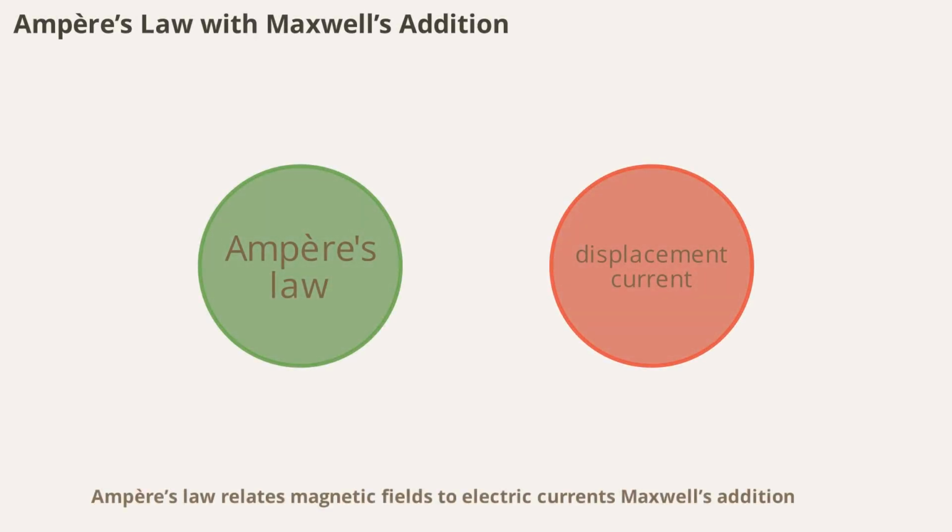Ampere's law relates magnetic fields to electric currents. Maxwell's addition, the displacement current, extends this law to include changing electric fields. This correction was crucial for predicting electromagnetic waves and unifying the laws of electricity and magnetism. Ampere's law with Maxwell's addition is fundamental to understanding how EM waves are generated and propagate.